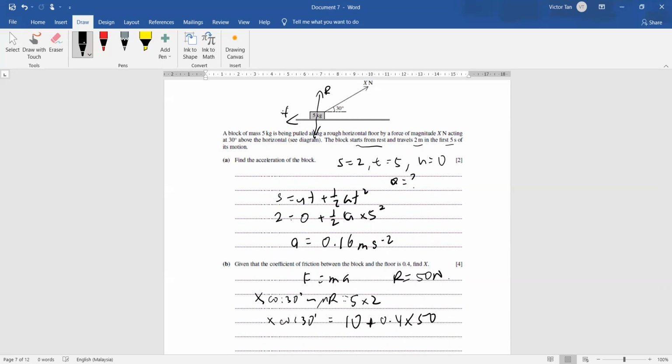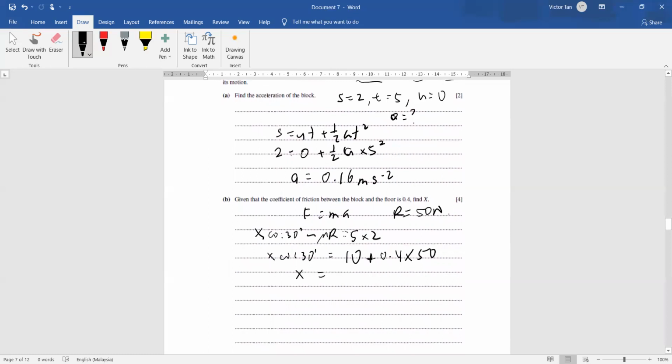Plus. X equals 30 over cos 30. 3 over 2. Or 23 Newton.